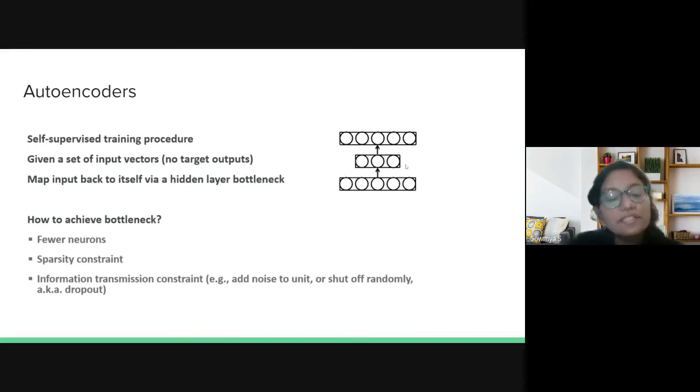Now, how do we achieve this bottleneck? Popularly, it is through using fewer neurons. Or you can use the same number of neurons and have a sparsity constraint. That is, in every iteration, you turn off a few neurons, similar to dropout, which is the next point basically. So, this rather simple idea has created a lot of powerful literature in this space, and we'll see why that has happened.